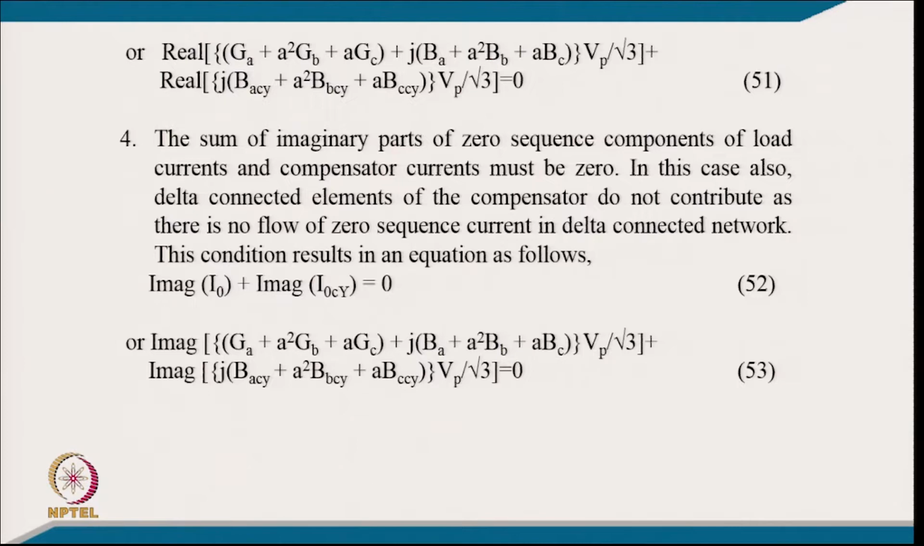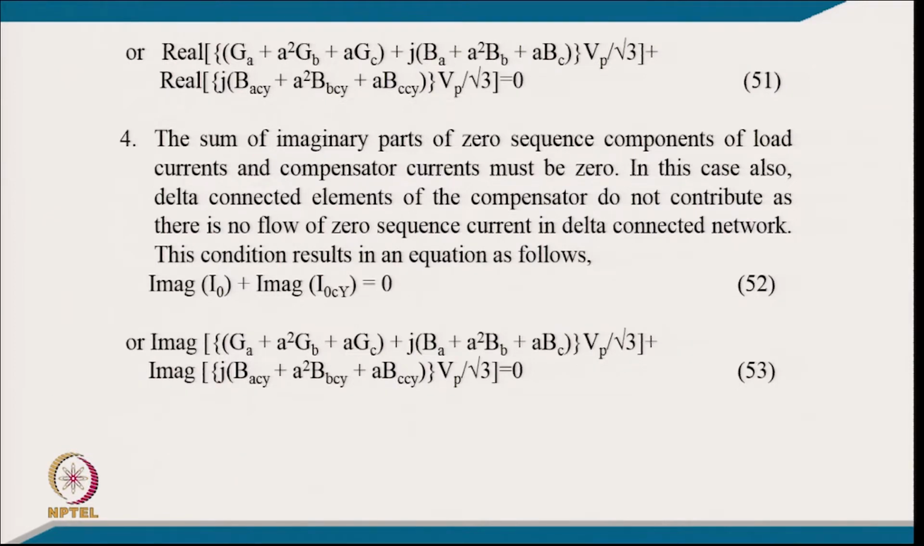Like so, that is another condition, and you can keep the value of this, and you can get the equation between the load admittances and the star connected susceptances. Like the fourth condition, of course, the sum of the imaginary part of zero sequence current of load current and compensator current must be 0. In this case also, the delta connected elements of the compensator do not contribute, and there is no flow of zero sequence current in the delta connected network of the compensator.